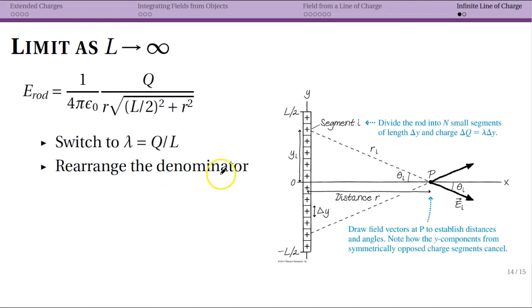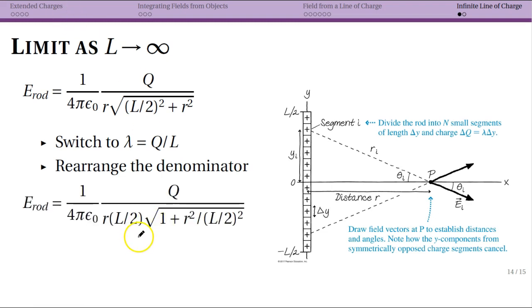The next thing we need to do is actually rearrange the denominator to take the limit. Right now, we can't just take the limit as L goes to infinity because it looks like everything then just goes to 0. So that's not helpful. So we need to do some algebra. We need to actually look for this quantity and then replace that in its place.